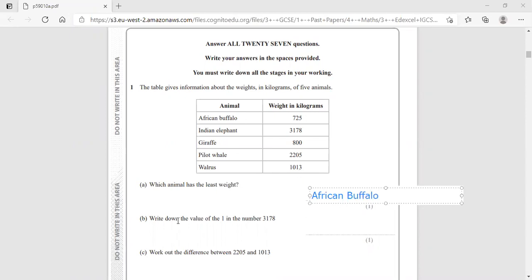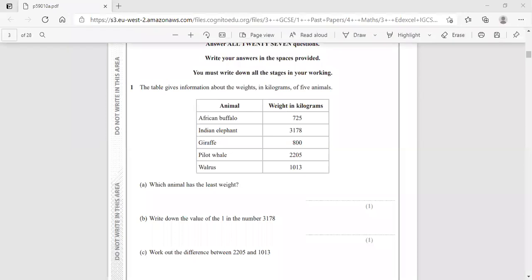Right, write down the value of the 1 in the number 3,178. So that's the weight of the Indian elephant, but that doesn't have any relevance. So 3,178. So what is the value of the 1? Well, the value of the 1 is 100. Okay, it's in the 100s place. Okay, so let's continue on to the next part.